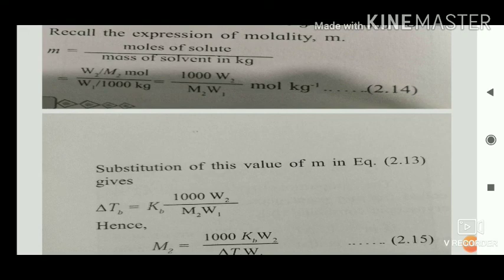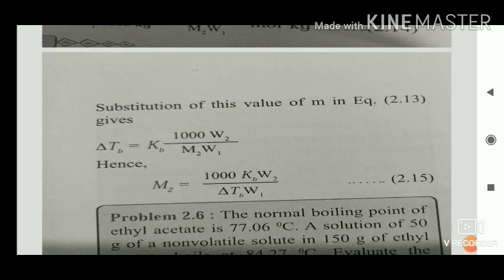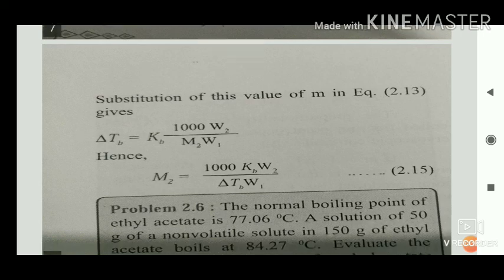Substituting this value of m in equation 2.13, we get delta TB is equal to KB into m. Here m is 1000 W2 upon M2 into W1, and therefore M2, the molar mass of solute, is equal to 1000 KB W2 divided by delta TB into W1.